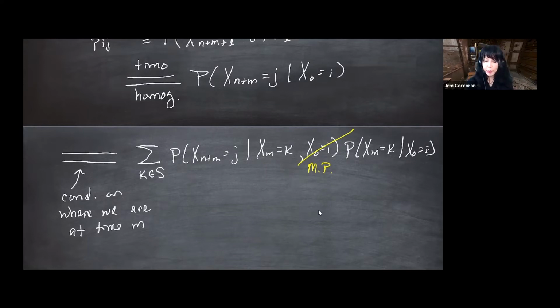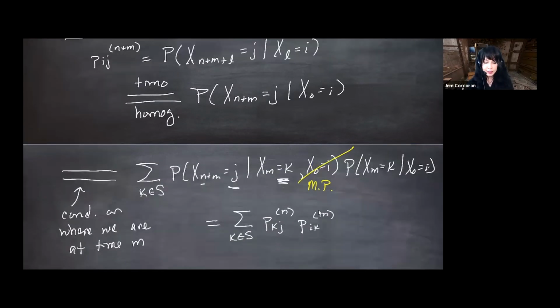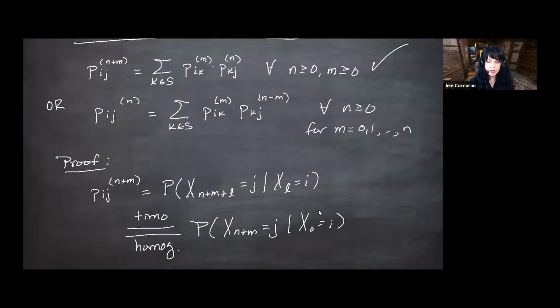And this is exactly what we wanted, because this is the sum over all k in the state space. The probability we go from k to j in n units of time. And then the other one is the probability we go from i to k in m units of time. And if you look back, that's exactly what we wanted. They're not in the right order, but we were trying to prove this.